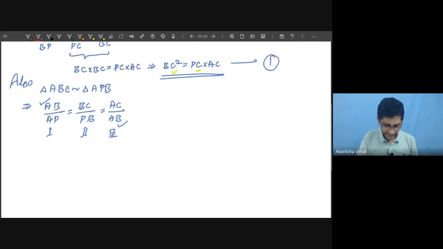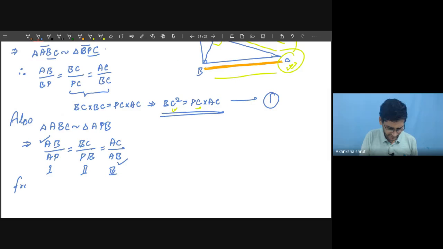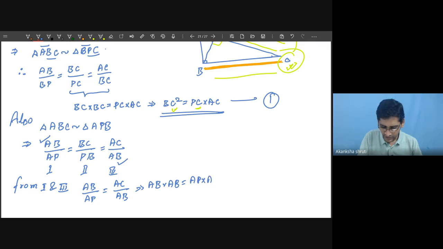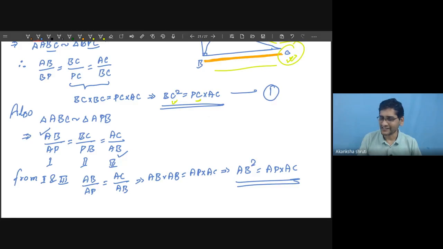So write from the first and third of the ratio that we have written. What we have? AB by AP is equal to AC by AB. Observe, student, what we are getting. Very nice. AB into AB is equal to AP into AC. Observe this, what we are getting: AB square is equal to AP into AC. Is it okay? Now, again, understand this.